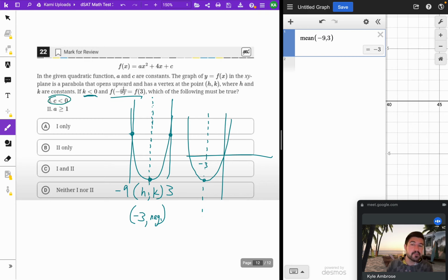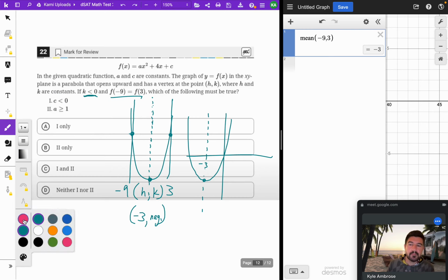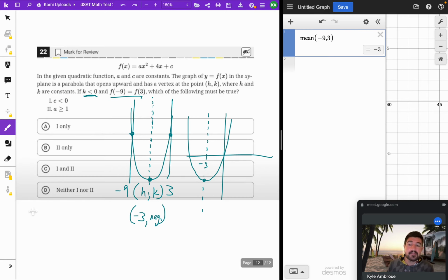Is C less than 0? Maybe. Is A greater than or equal to 1? Who knows? But there's an equation for quadratics, and it's to find the x coordinate of the vertex. It's negative b over 2a. Hopefully you've learned that. Again, the x value of the vertex is negative b over 2a. Well, we know that b is 4, and we also know the x value of the vertex already is negative 3. So if b is 4, because that's a, b, and c, and x is negative 3, we can say negative 3 equals negative 4 over 2a.